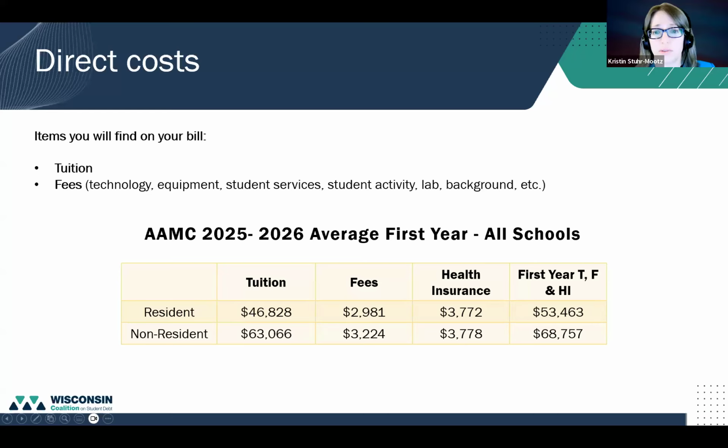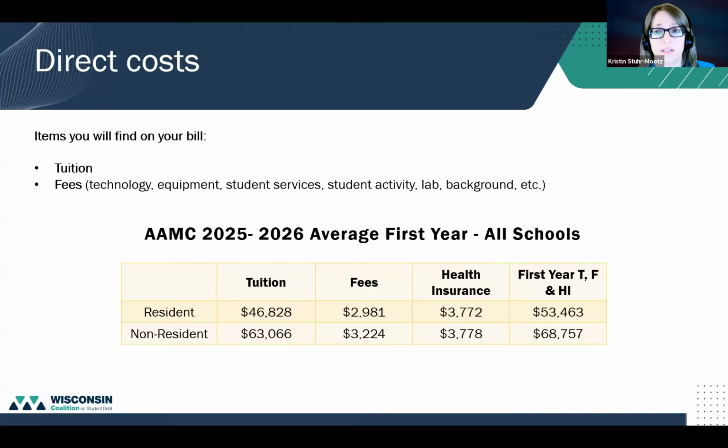So direct costs include tuition that is typically billed by semester, but this may vary by school. Fees are typically mandatory and are charged by the school as well. Common fees are technology, equipment, student services, student activity, lab, background, and more. Both tuition and fees can vary greatly by school and sector, meaning state schools tend to have a lower tuition, especially if you're attending the state where you have established residency, whereas private schools tend to have a little higher tuition. I am sharing on this slide the AAMC's average of direct costs, just to give you an idea of the average tuition and fees.